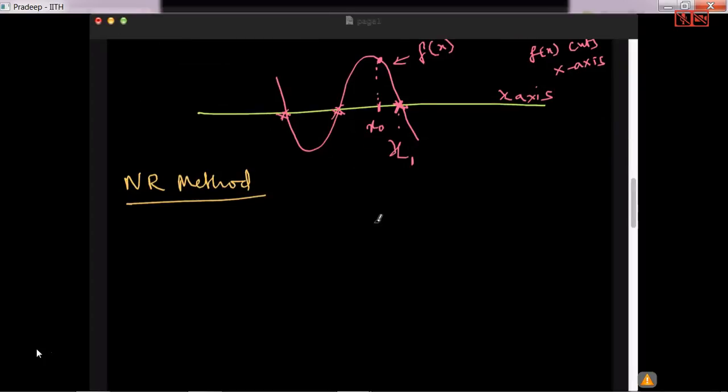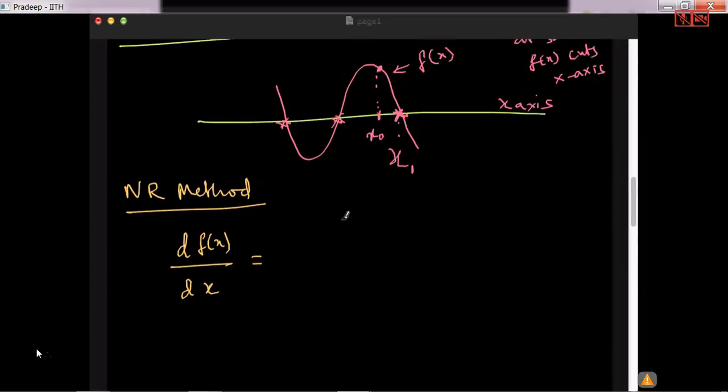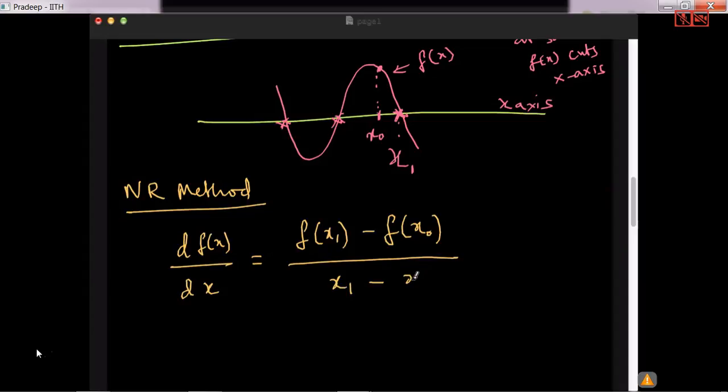So the NR method starts from the definition of df of x by dx. Everybody knows the definition of differentiation of a function. This is nothing but change in the function divided by change in the variable. What is the change in the function? If I look at this, let's say my expected value is f of x1, but my present value is f of x0. And this one will be x1 minus x0. Of course, this is not exactly correct. This is approximately correct.